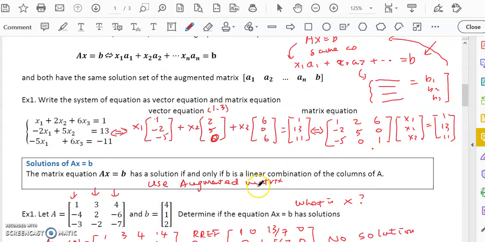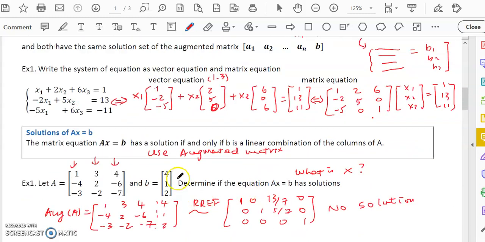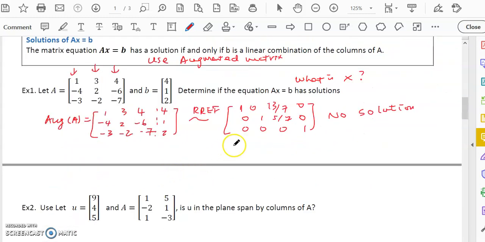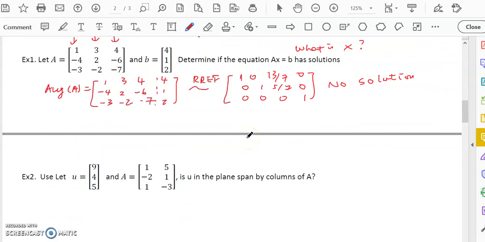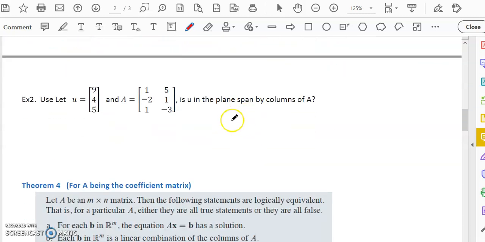So now we have introduced what AX is and what a matrix equation is, and we now know how to check if AX equal to B has a solution. Basically, just do reduced row echelon form. So let's do one more, and then we'll look at other aspects of this.